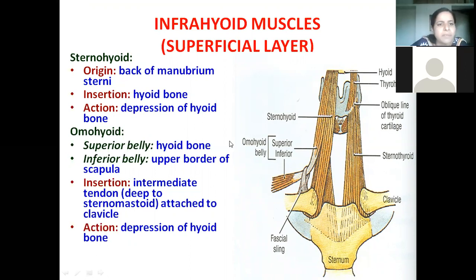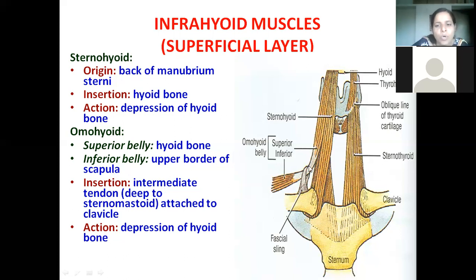To be more specific, sternohyoid is coming from the posterior aspect of the manubrium sterni, the manubrium part of the sternum bone, and then it is going to the hyoid bone. The action of this sternohyoid muscle is depressing the hyoid bone. This hyoid bone is coming down by the pull of this muscle.